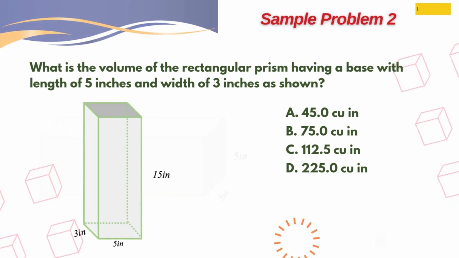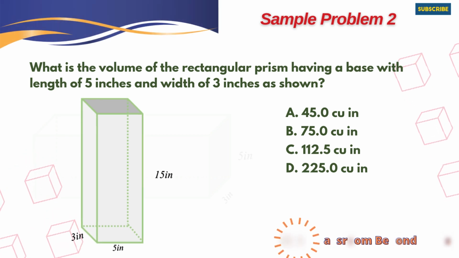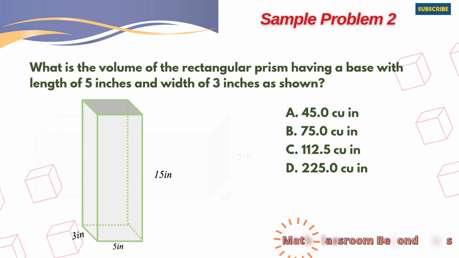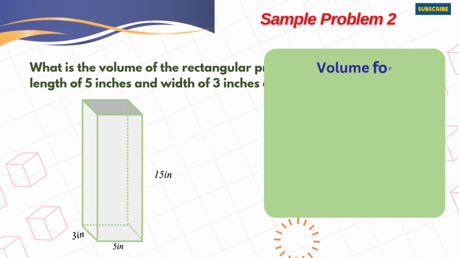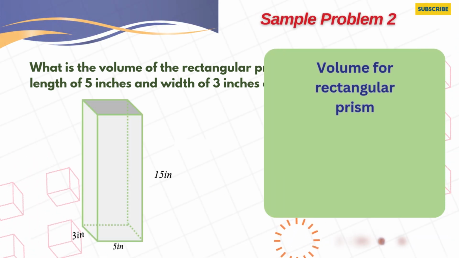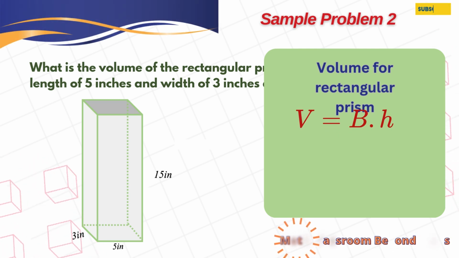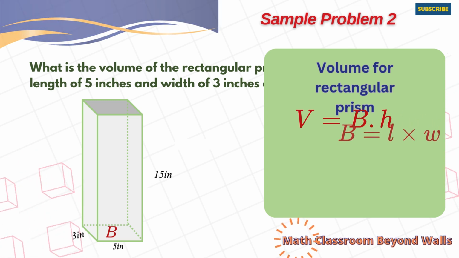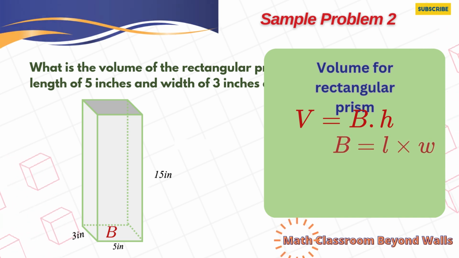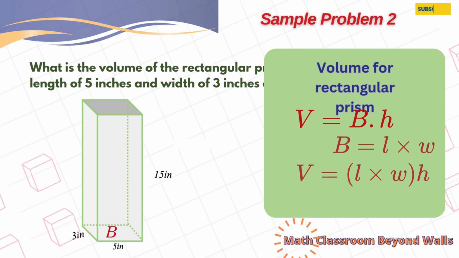Okay, so we're given here a figure. With that, we can confidently say that we have a right rectangular prism. Do you agree? Since we are to determine the volume, we have to have the formula for the volume of the rectangular prism. Here again is the formula. Since we have a rectangular prism, then B, the area of the base, is length times the width. Therefore, the volume is length times width times the height.